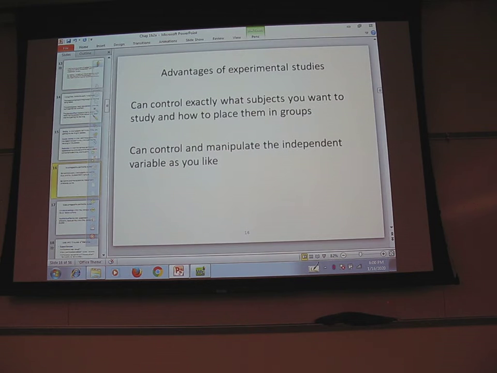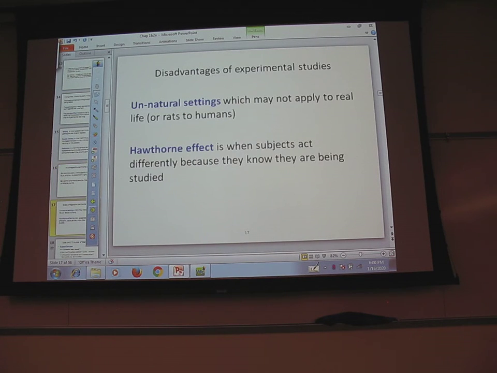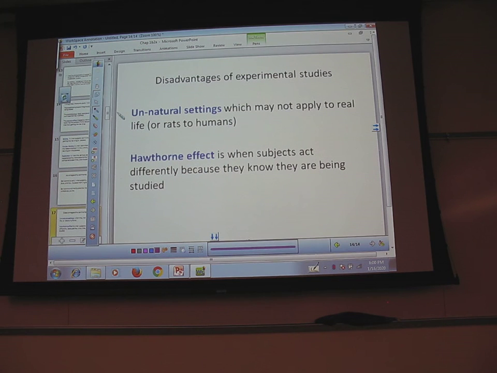Okay. All right. Let's take a look at the advantages of experimental studies. Eva, go ahead. Advantages of experimental studies. Can control exactly what subjects you want to study and how to place them in groups. Can control and manipulate the independent variable as well. Right. So that's good. You have total control in experimental studies. There are some disadvantages. Unnatural settings. Right. It may not apply to real life. Or the Hawthorne effect, when subjects act differently because they know they're being watched.